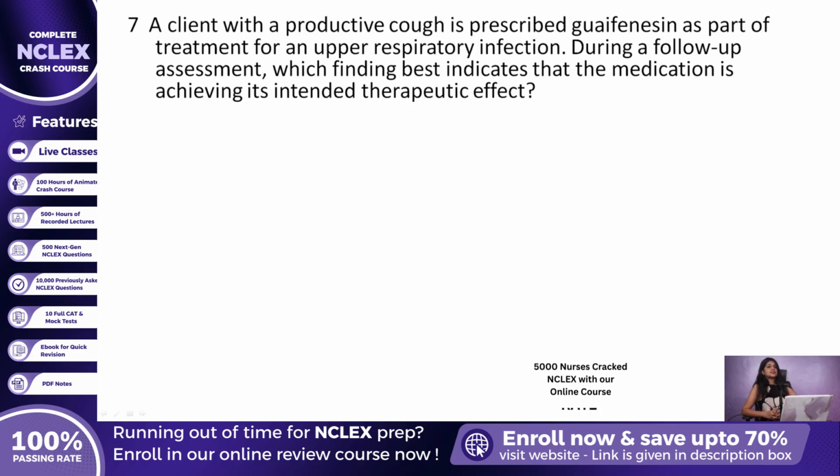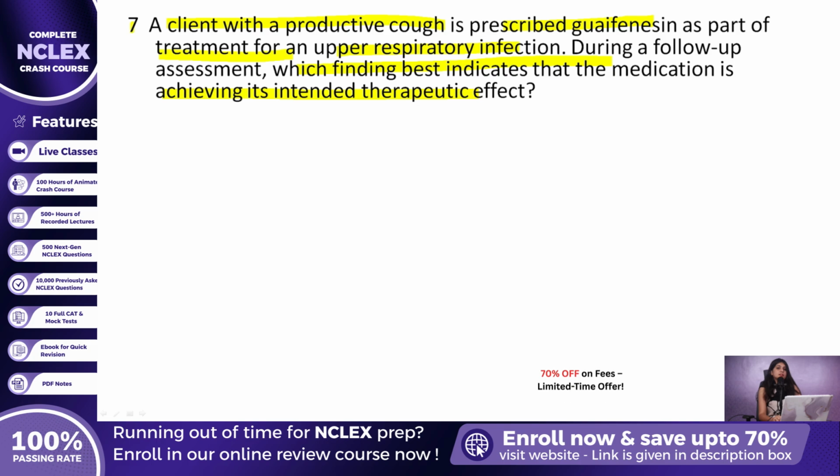The kind of question that checks whether you truly understand what improvement looks like when a medication is doing its job. This one's going to test your judgment. Here it is. Question number 7. A client with a productive cough is prescribed Guaifenesin as part of treatment for an upper respiratory infection. During a follow-up assessment, which finding best indicates that the medication is achieving its intended therapeutic effect?